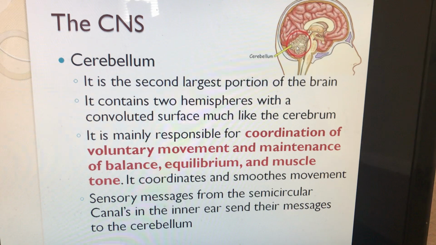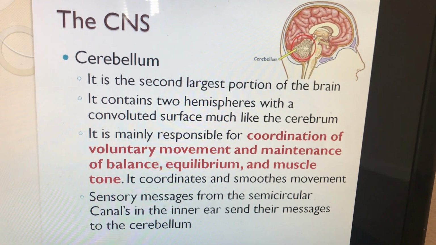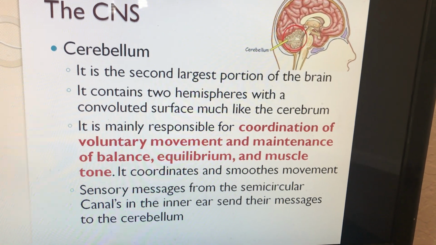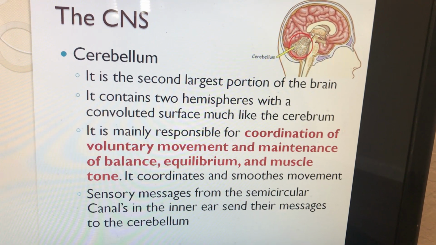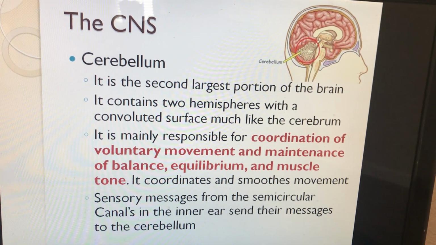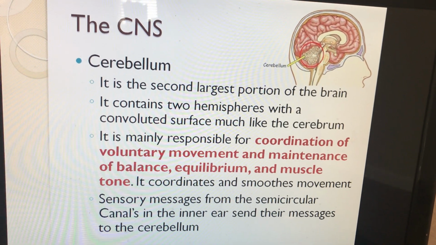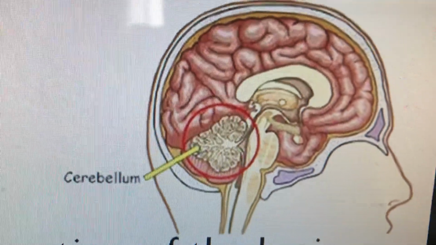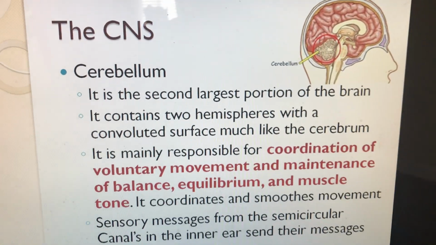The cerebellum is the second largest portion of the brain. It contains 2 hemispheres with a convoluted surface, much like the cerebrum. It is mainly responsible for coordination of voluntary movement and maintenance of balance, equilibrium, and muscle tone. So it coordinates and smooths movement. And sensory messages from the semicircular canals in the inner ear send their messages to the cerebrum. So again, here's that part of the brain. So your cerebellum is responsible for your movement.